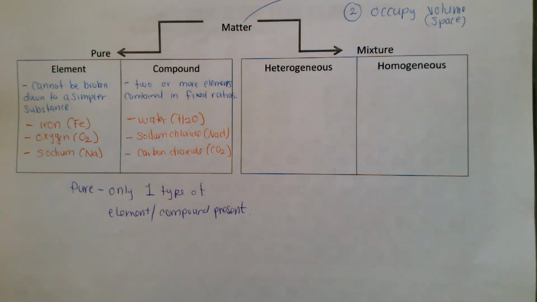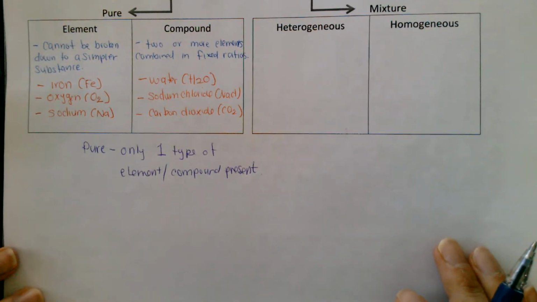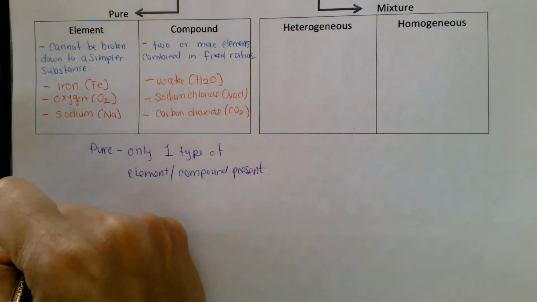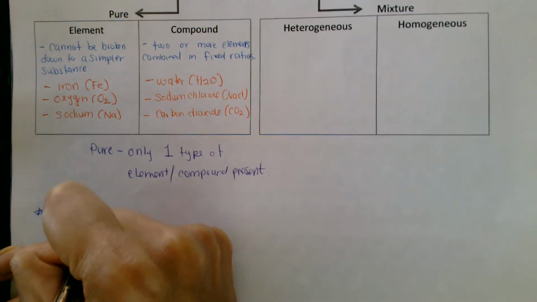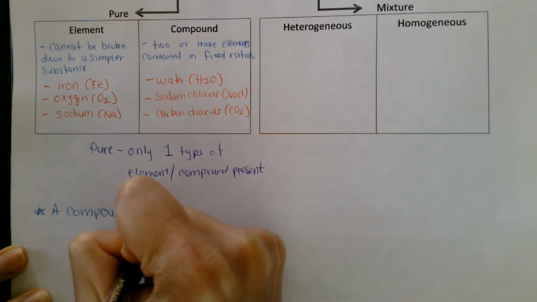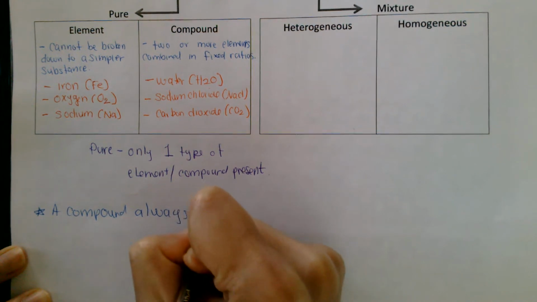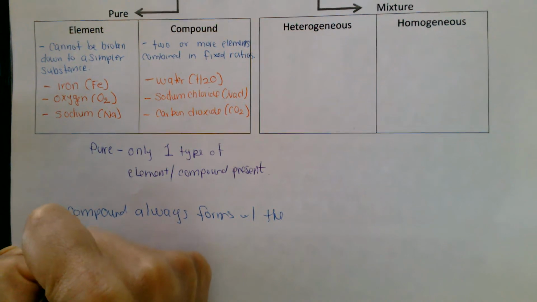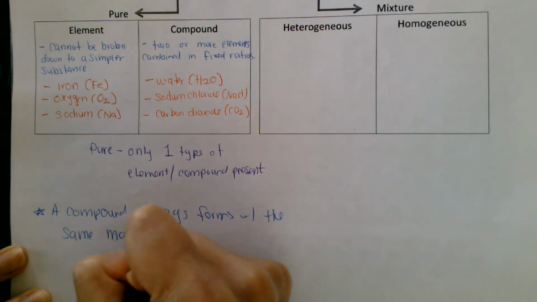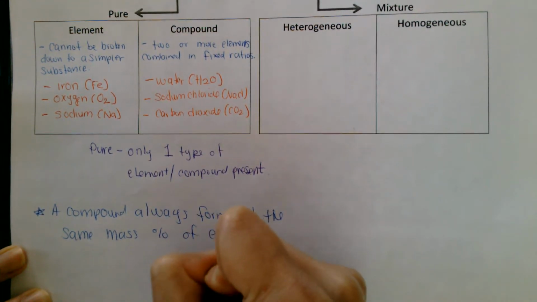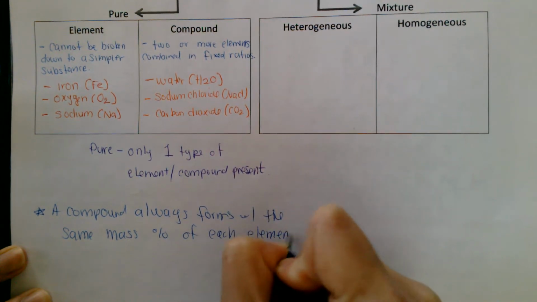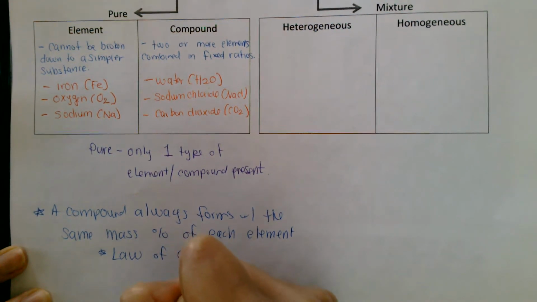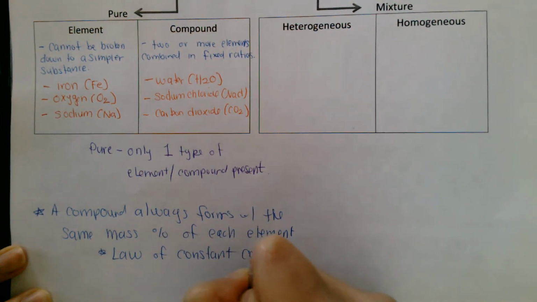Okay, so before we move on from compounds, I want to expand a little bit more on that. When a compound forms, a compound always forms with the same mass percent of each element. And this is the law of constant composition.